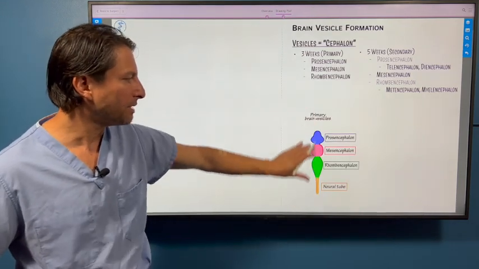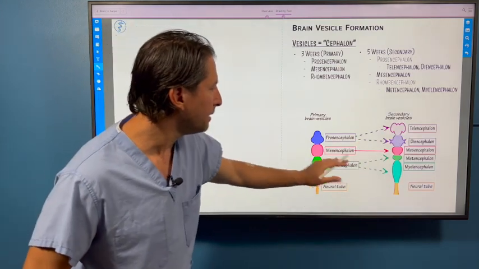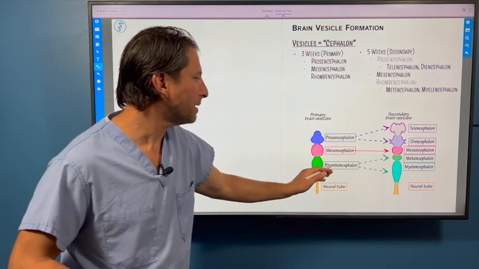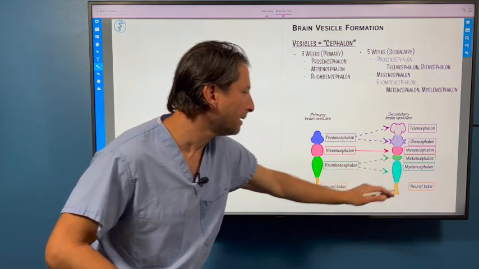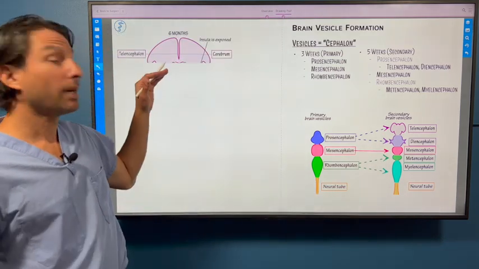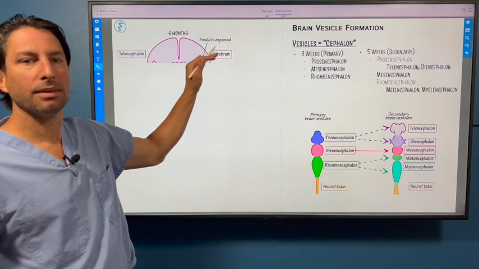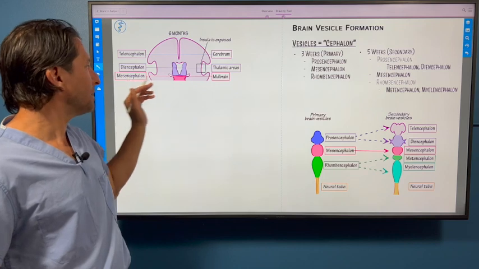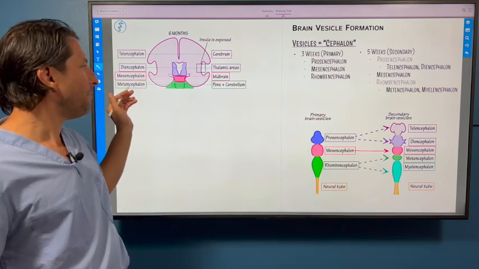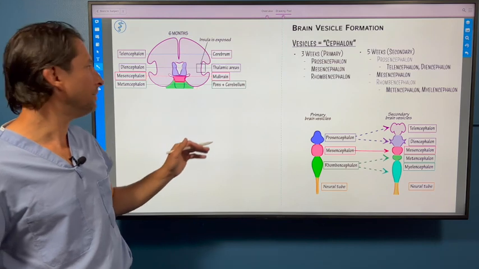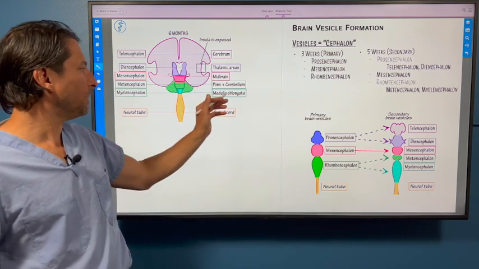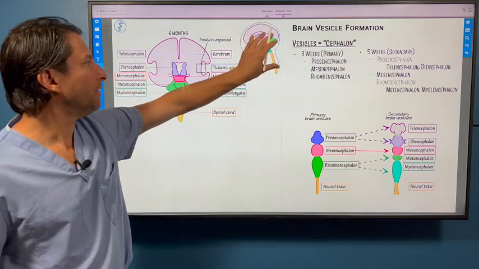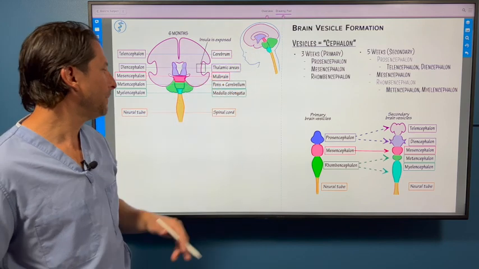These are the primary brain vesicles at 3 weeks. And then we can see this division of the prosencephalon to the telencephalon and diencephalon, and the rhombencephalon divides to the metencephalon and myelencephalon, and then there's the neural tube. So what do these things become? So the telencephalon becomes the cerebrum, the diencephalon becomes the thalamic areas, the mesencephalon forms the midbrain, and then the metencephalon forms the pons and cerebellum, and then the myelencephalon forms the medulla, and then the neural tube, the spinal cord. And we can see this within our fetus here, differentiated.